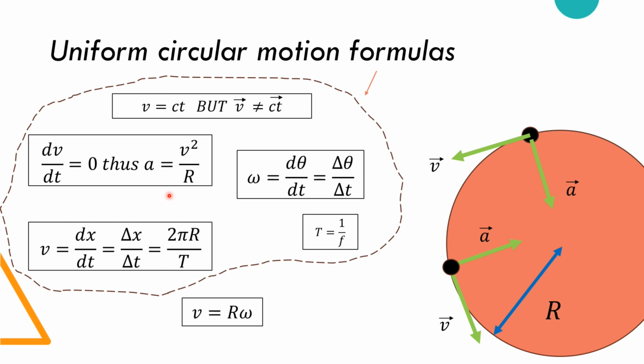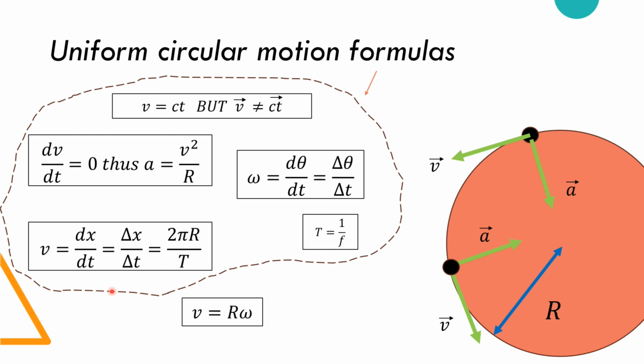Additionally, we know that the angular velocity is given by the derivative of theta, the angle. And in this case, because v equals constant and v equals r omega, we know that omega is a constant. And thus, it's no longer d theta over dt, it becomes delta theta over delta t, because it's linear.